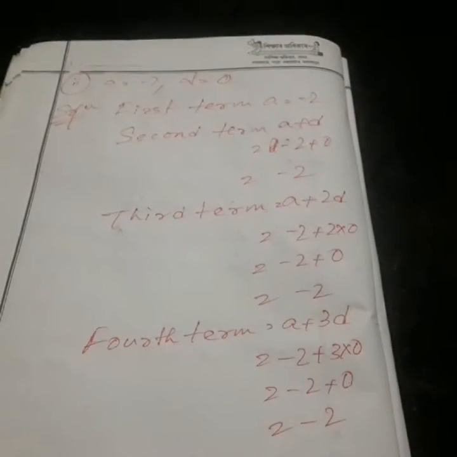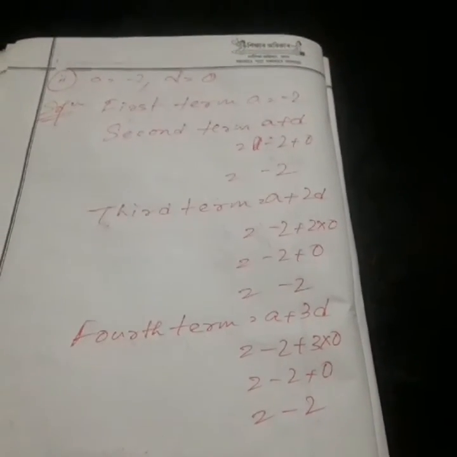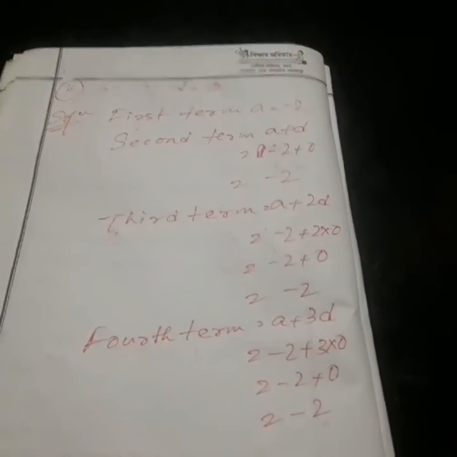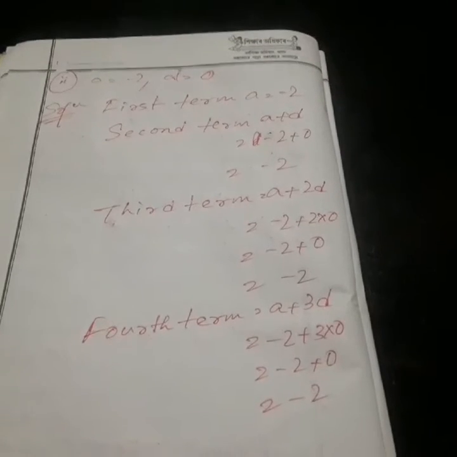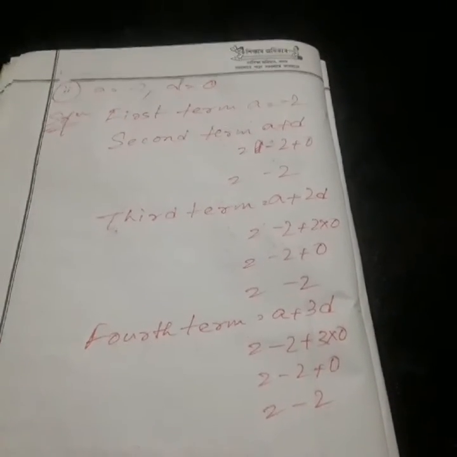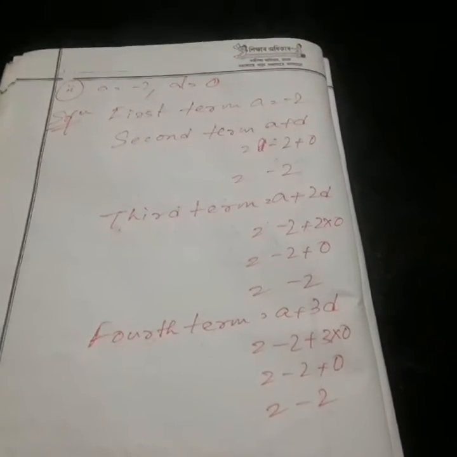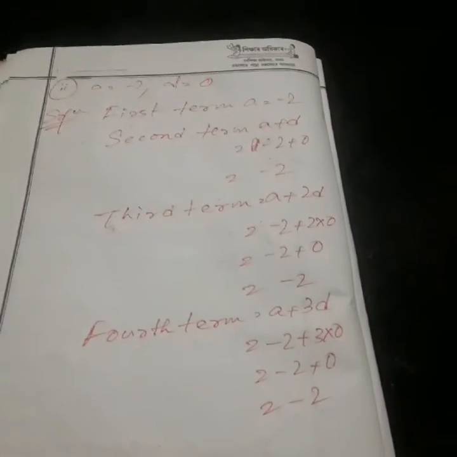So here our first term is minus 2, second term is minus 2, and the third term and fourth term are also minus 2. So like this, by following the same method, you can solve all of the rest of the questions that are given in your book.